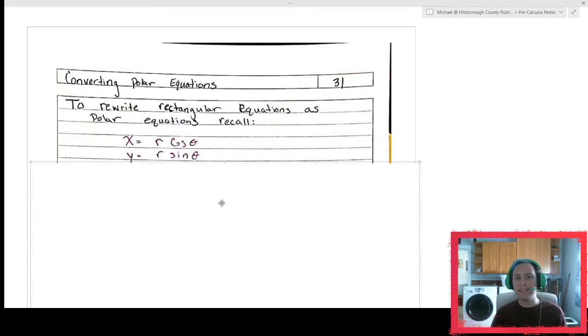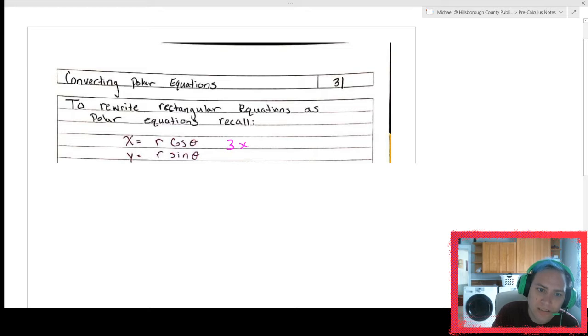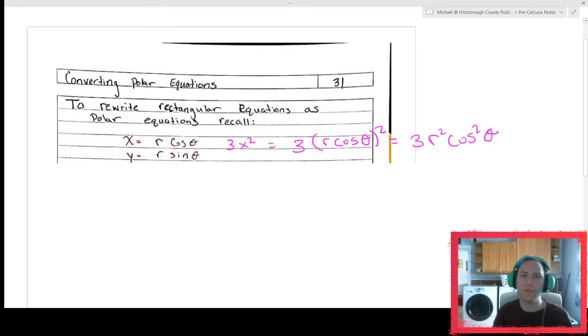Anywhere you see an x value, you're going to take that x out and replace it with r cosine of theta. Now be mindful of that if you have something like 3x squared. When you plug that r cosine theta in, you've got to plug in 3 times (r cosine of theta) squared, which means that squared gets distributed to the r and the cosine, so you end up with 3r squared cosine squared of theta. So just be mindful of that when you plug those things in.